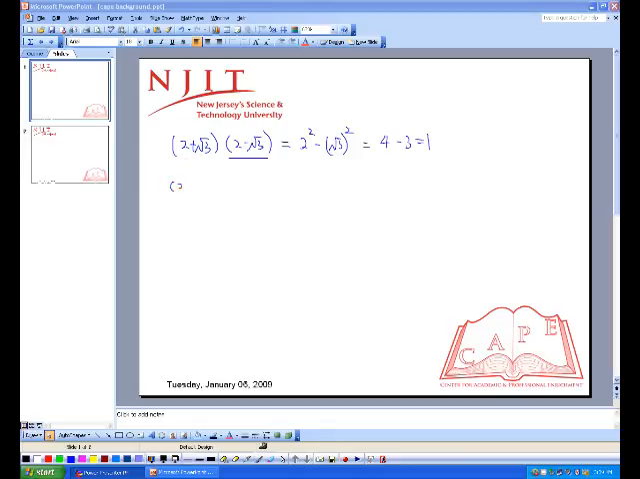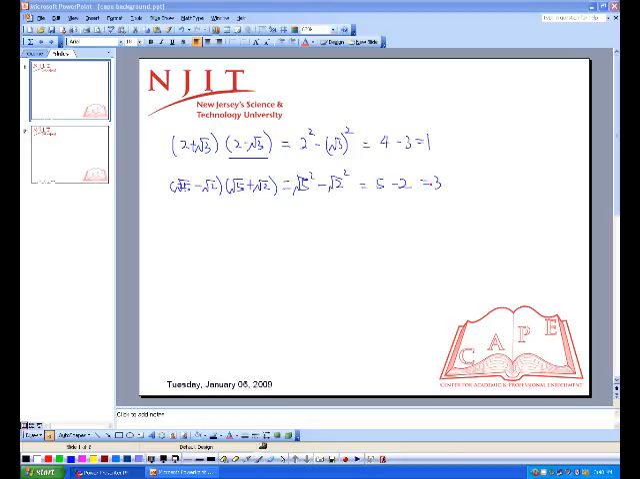So the conjugate of another one, let's say square root of 5 minus square root of 2, is square root of 5 plus square root of 2. Then this is going to equal 5 squared minus 2. Well, square root of 5 squared minus square root of 2 squared. It's going to equal 5 minus 2. And then that will give you 3.